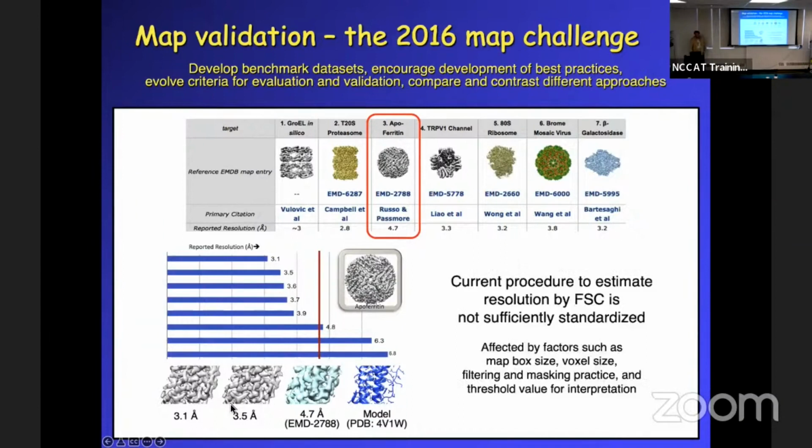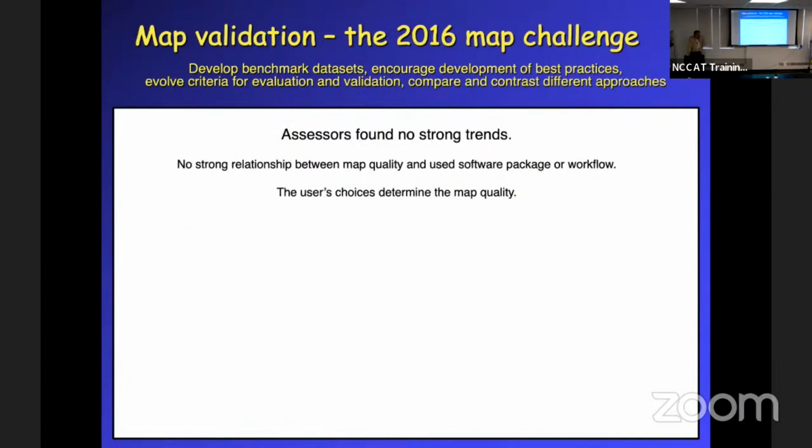And so from that, they concluded that the current ways that people determine FSCs is not sufficiently standardized, because you can call this one 3.5 or this one 3.1. So you really still have to look after the FSC. And again, this is just the overall number. What you're really interested in is the local resolution. But the main thing that I thought was really amazing was that the assessors found no strong trends. So no matter what software package they used or which workflow they used, there was no correlation to the quality of the map that came out.